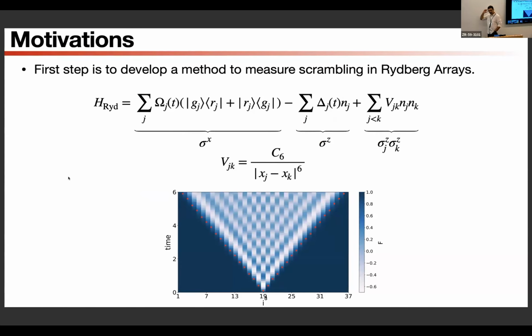So the idea was that we do this model on Rydberg arrays because you can easily map the mixed Ising model into a Rydberg Hamiltonian. But the initial step in doing this is actually to develop a method to measure scrambling in Rydberg arrays. And so our first goal in this talk is going to be to actually measure something like this and extract the functional form of the light cone.